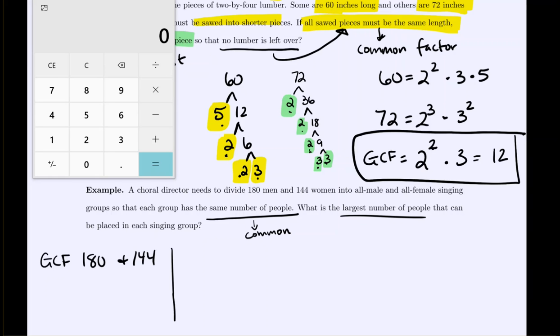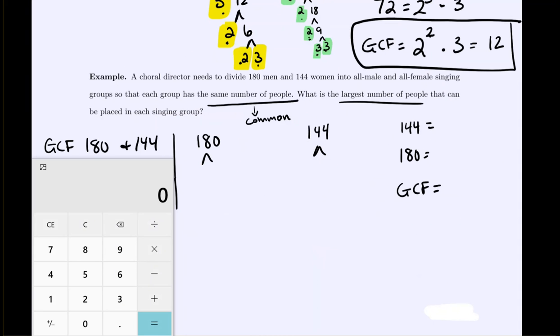Once we recognize that, we just start finding the prime factorizations of both, and then we're going to write those out here, and then write down our GCF, just as before. So we know 180 is divisible by 10. That would be 18 and 10. 10 is split into 2 and 5. 18 could be split into 2 and 9. 9 is split into 3 and 3. We get down to all our prime factors. Now 144 is 12 and 12, I believe. You could also split it starting differently.